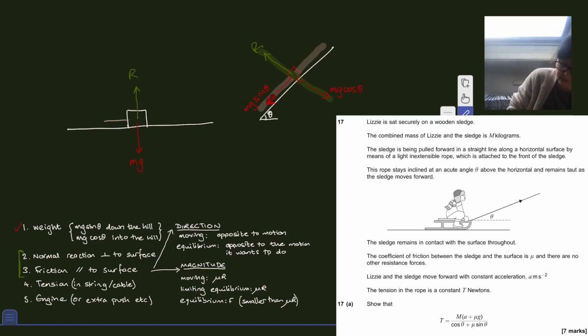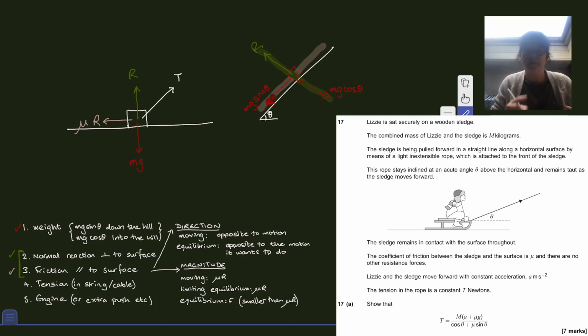So that was relatively straightforward. There's friction. But how big is it? Magnitude. If it is moving, then the magnitude of the friction is mu r. Okay, it is moving. So the magnitude of the friction is mu r. Okay, so we've done weight, we've done normal reaction, we've done friction. Now number 4, tension in a string. Yes, we do have tension in a string.